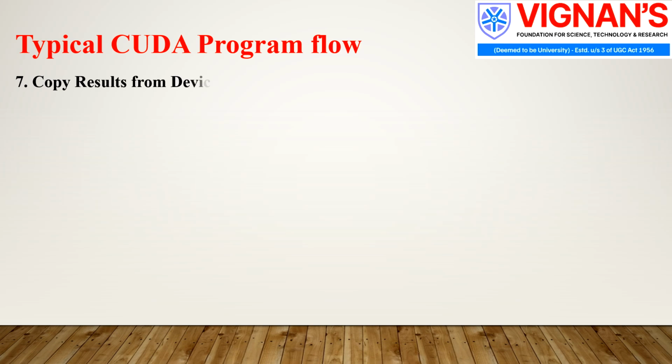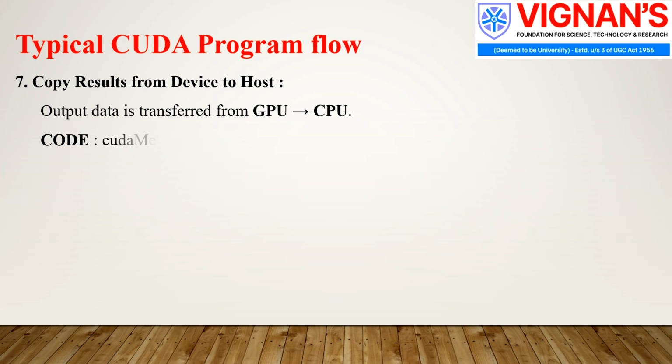Step 7 is copying results from device to host. After the GPU finishes computation, the output data remains in GPU memory. The CPU cannot directly use this data, so the results are transferred from the GPU back to the CPU. This copy operation moves the final output from device memory into host memory, making it accessible to the main program.